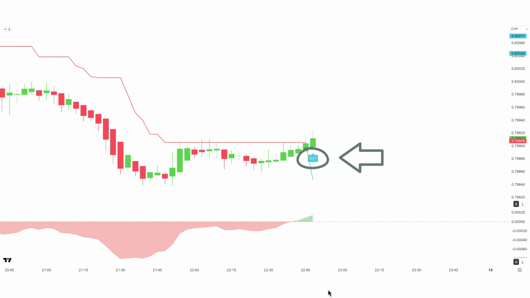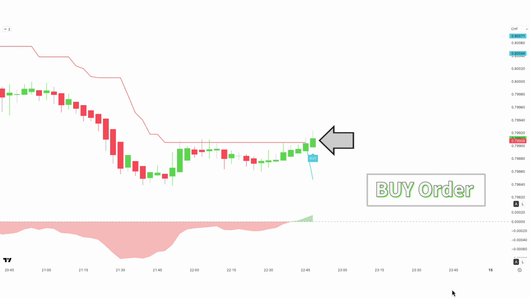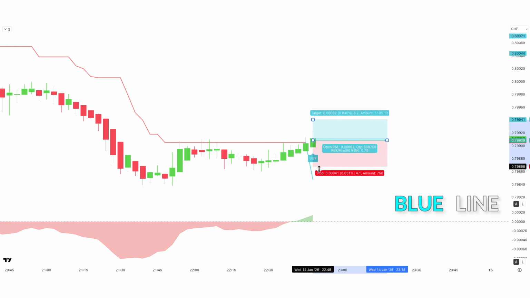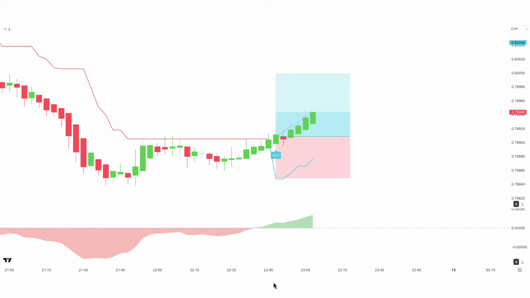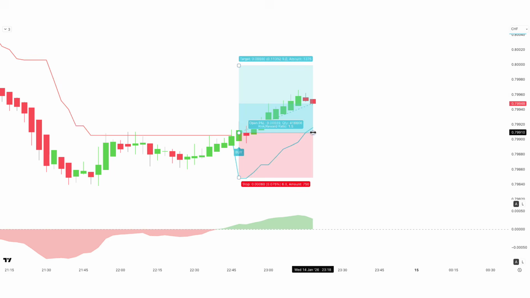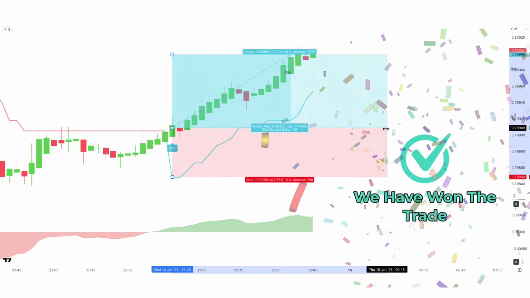Here, the Trend Cloud with Institutional arrow of this indicator is a buy signal. Here, the MACD Momentum Structure indicator shows a green area. Here, the market has made a bullish candle to give confirmation. So all our conditions are being fulfilled, so we are placing an order to buy. Our stop loss is to be placed at the blue line, and the risk-to-reward ratio will be 1:1.5. We have won the trade.